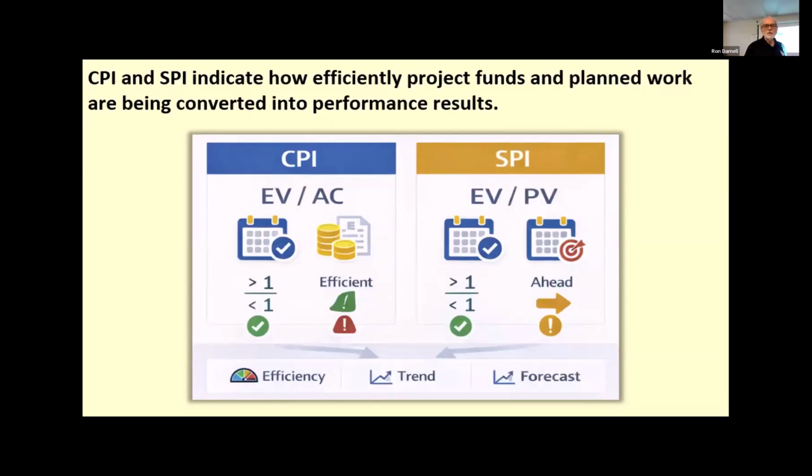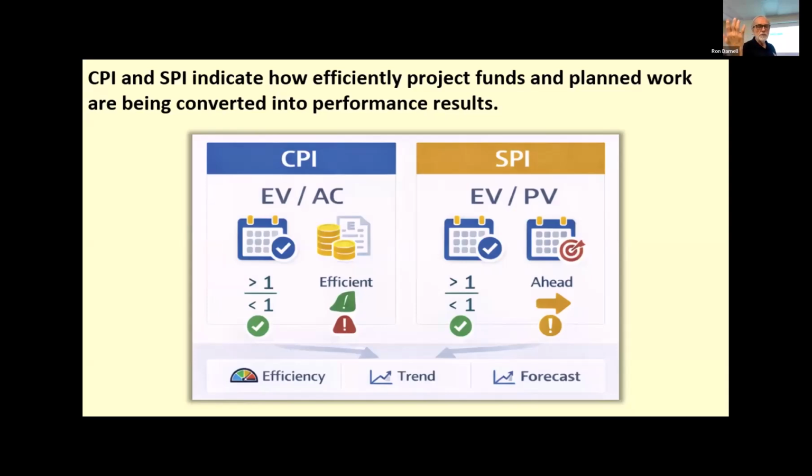Yeah, CPI and SPI show how effectively cost and schedule performance are aligned. CPI and SPI indicate how efficiently project funds and planned work are being converted. So these are our indices, as you will. These are indexes. Anytime you divide, so this is division, you can call it an index.